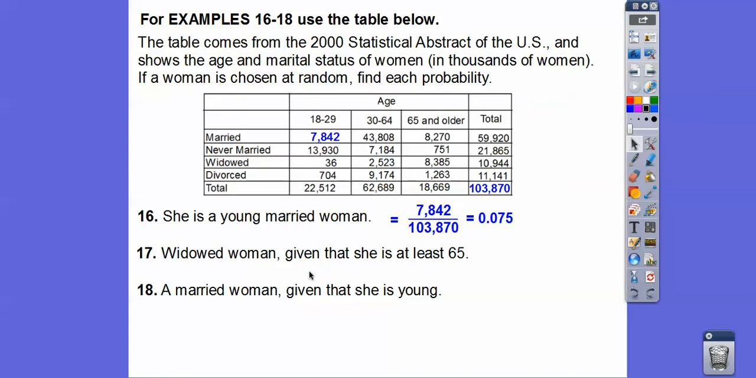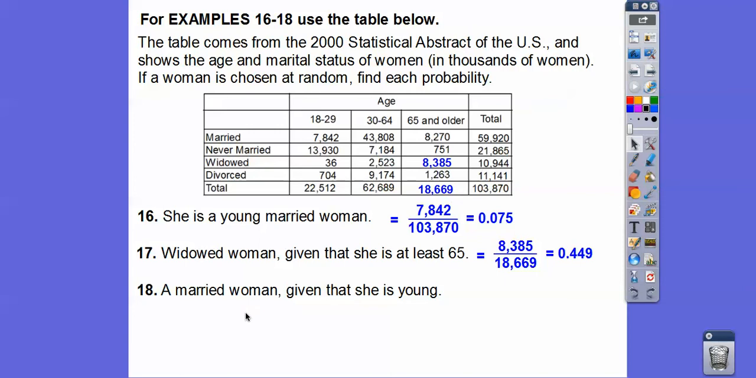She's a widowed woman, given that she's at least 65. So that would be this one right here, the 8385, again divided by the total of the widowed women. Okay, so the total changes on this. So here's the favorable. She's a widowed woman, given that she's at least 65. So we're only in the 65 or older column. That's why we use this total right here.